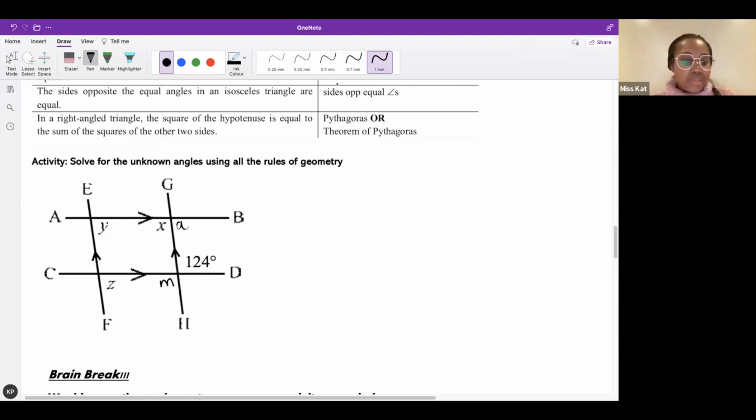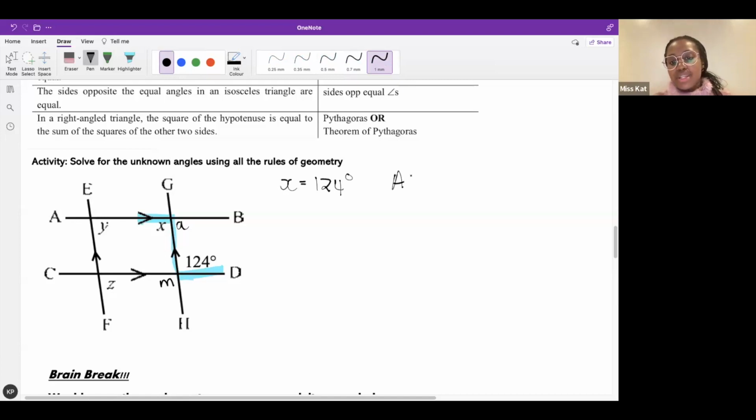Okay, Siam Tanda is on a roll. Siam Tanda says X equals 124 degrees because it's alternate angles. Let us check. Okay, there's X. Do you see our Z? Yes, we do. So then, X equals 124 degrees.